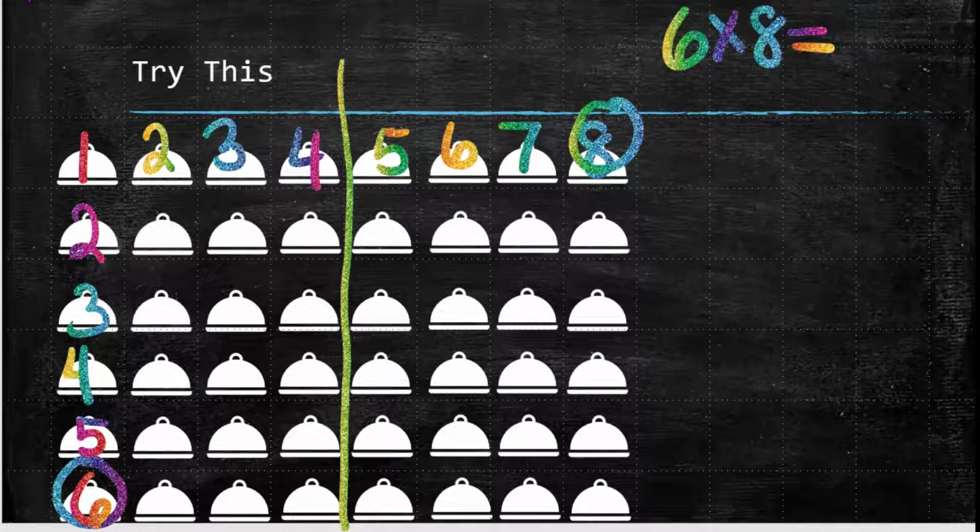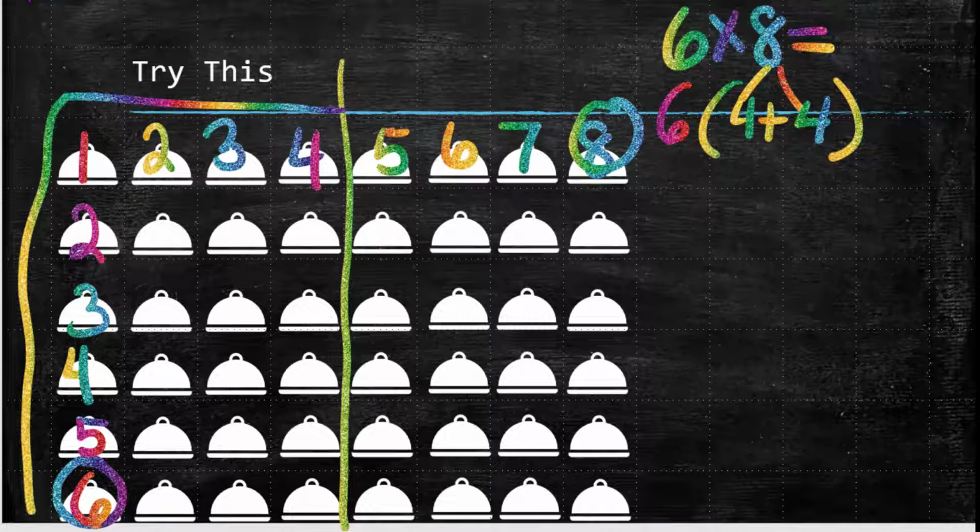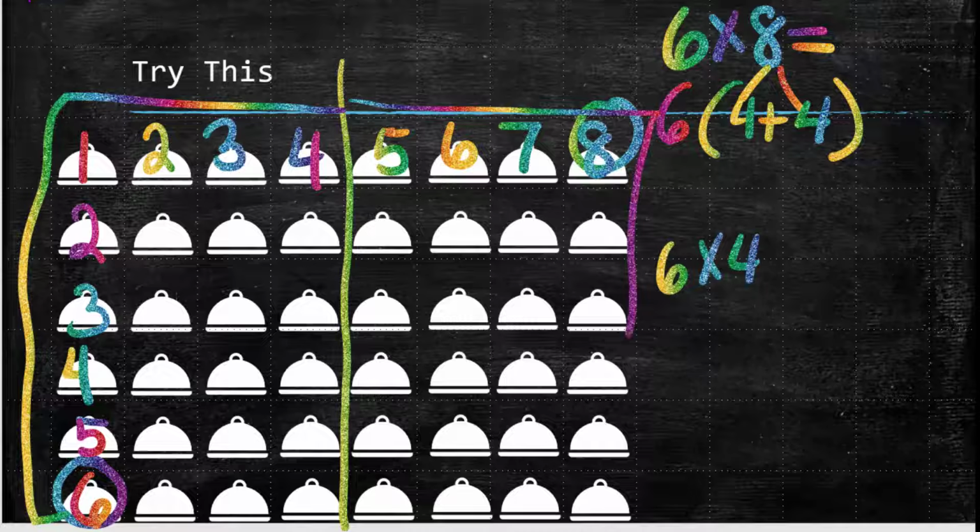So let's try splitting it this way, which means I'm splitting the 8 into 4 plus 4. Okay? Within parentheses, and then 6 times 4 plus 6 times 4. Notice my factor here is 6, so the left part of the array is 6 times 4. The right part of the array is also 6 times 4.